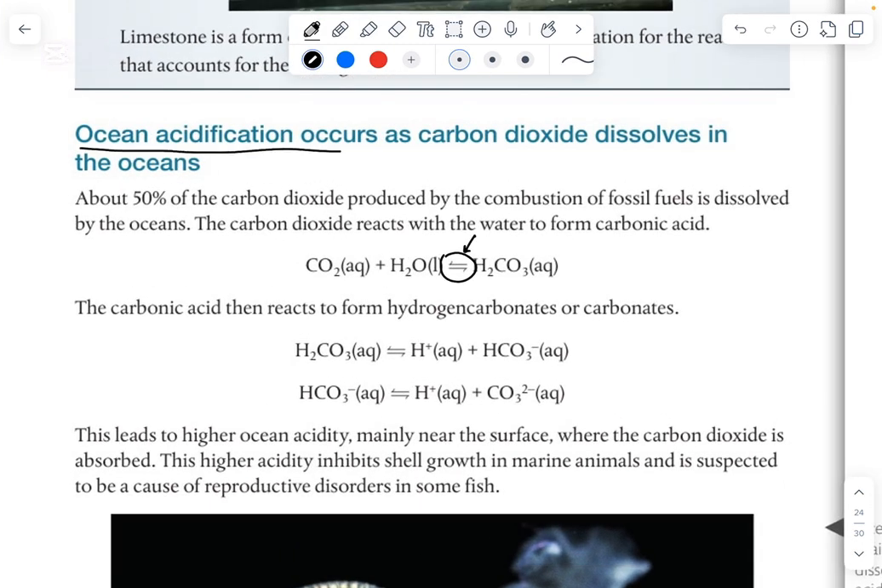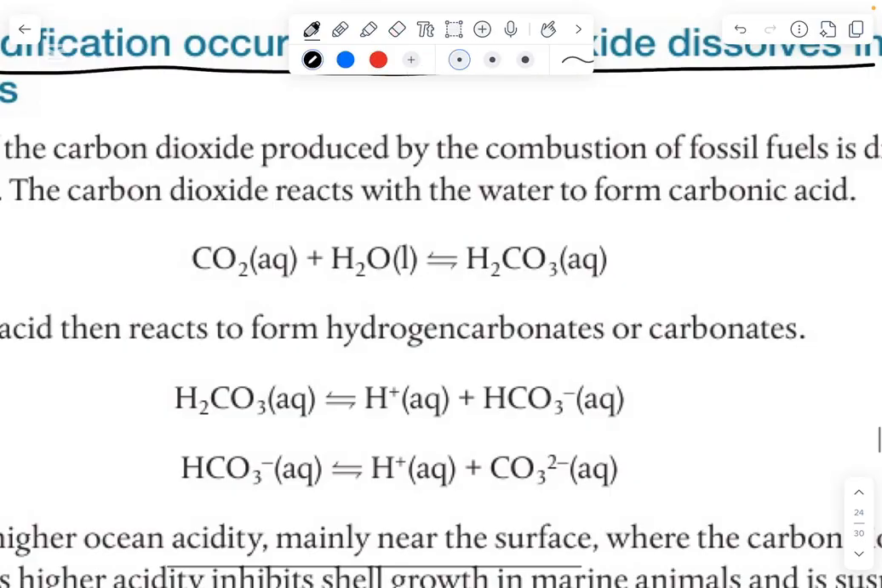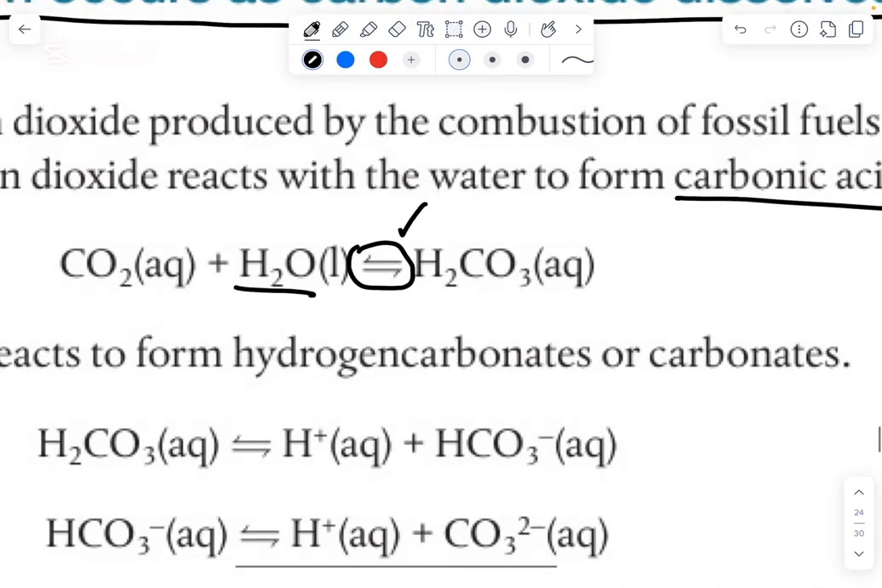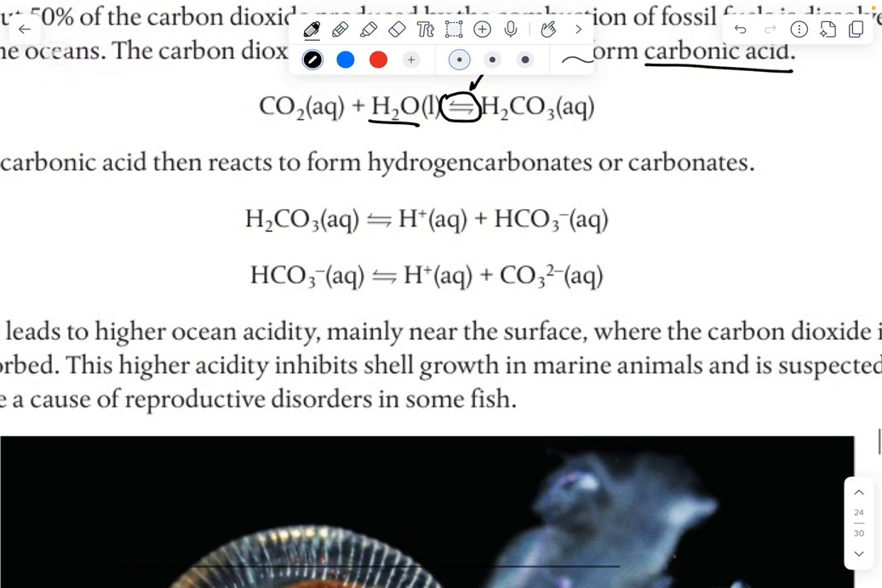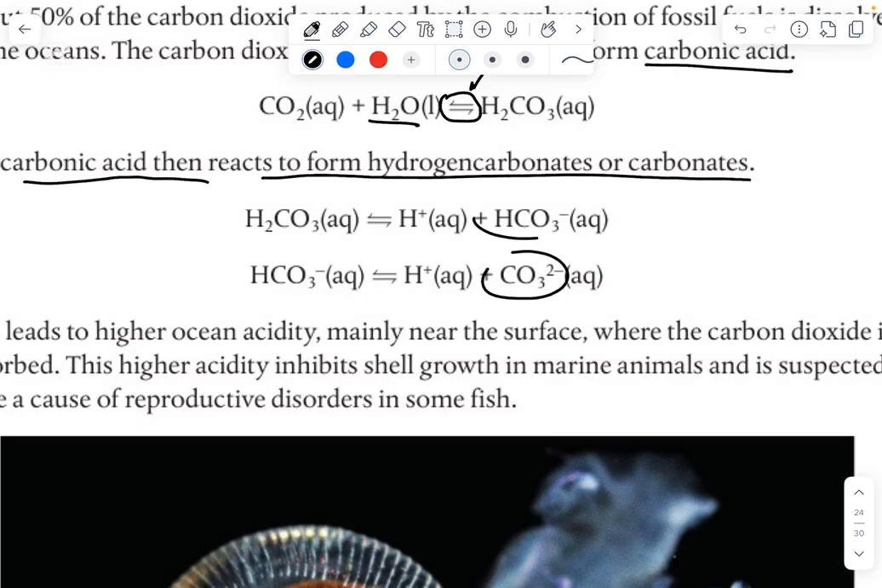Ocean acidification occurs as carbon dioxide dissolves in the oceans. So when carbon dioxide dissolves in water, it's going to produce carbonic acid over here. It's a weak acid, as described by this arrow. Carbonic acid then reacts to form hydrogen carbonates or carbonates, which is over here.